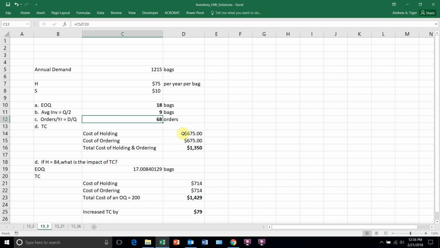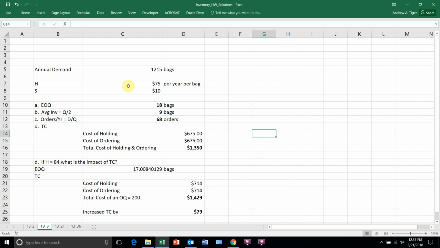If you follow that rule, then your cost of holding is your average inventory multiplied by the cost of carrying one bag for the year. Your cost of ordering is the number of orders times $10. They will always be equal. When you follow the EOQ, these will always be equal. Part D asks, well, what if our cost drivers change? What if the cost of carrying inventory gets more expensive?